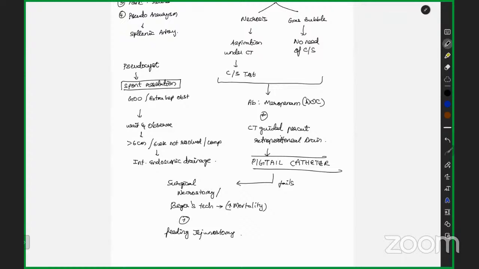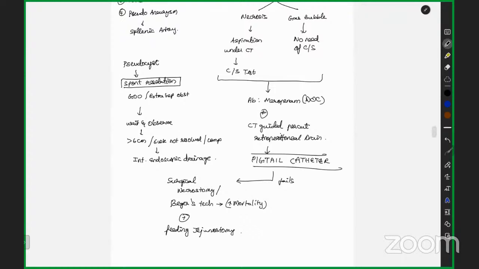If there is going to be extrahepatic obstruction, if there is going to be gastric outlet obstruction, if my cyst is more than 6 centimeter, or if after 6 weeks there is no resolution, or there is going to be a complication, I'm going to perform internal endoscopic drainage.